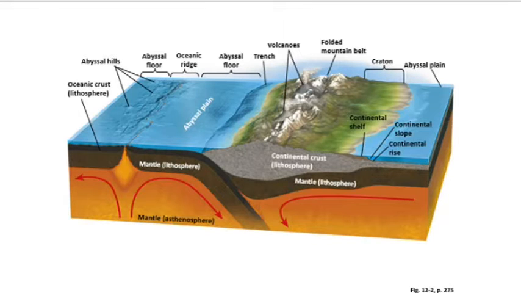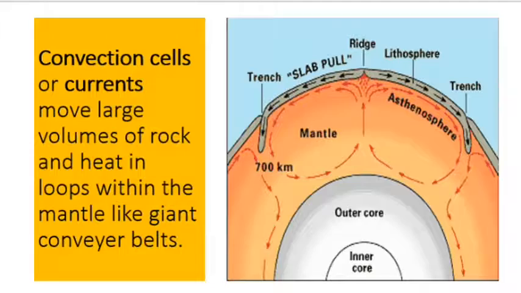So more examples. Kung nasan yung mga mantle, here. Ito yung sinasabi na asthenosphere. Yan. Okay. So convection cells or currents move large volumes of rock and heat in a loop within the giant mantle like a conveyor belt. So umiikot siya due to the pressure and gravity.